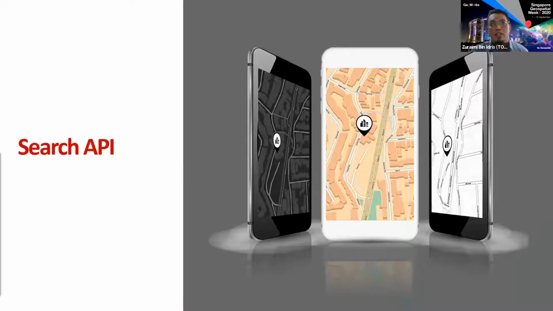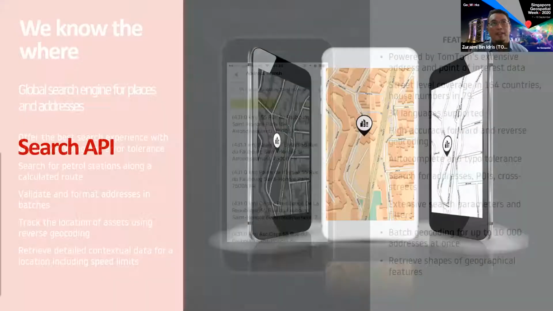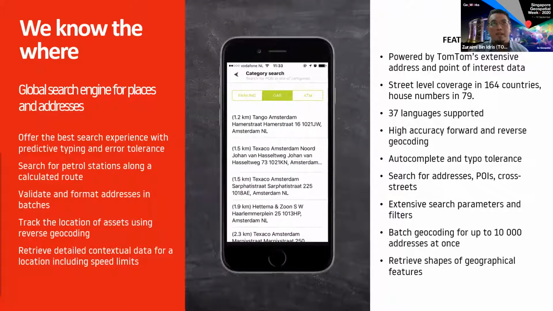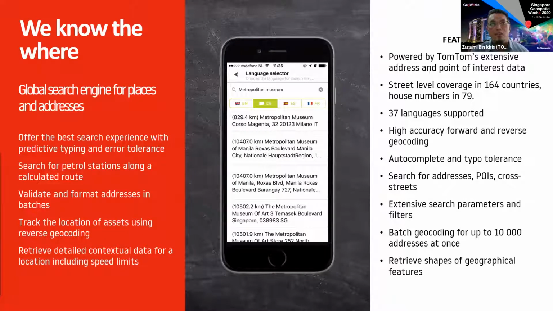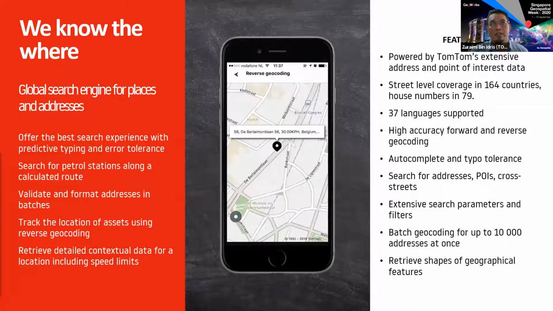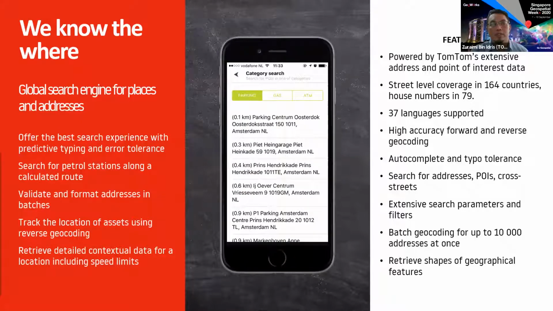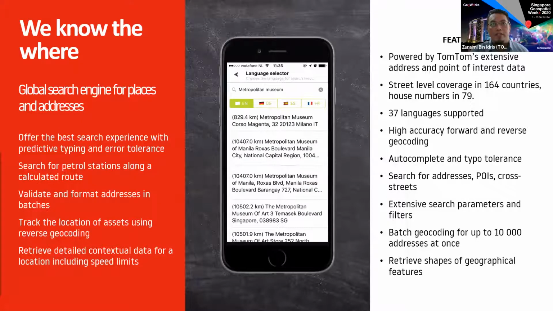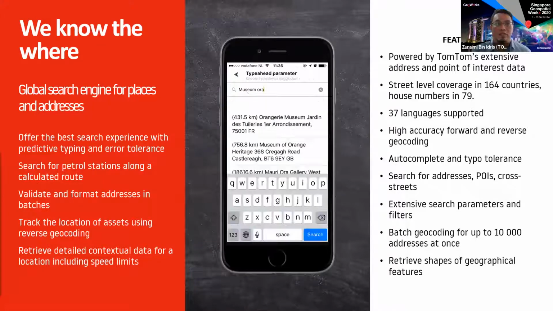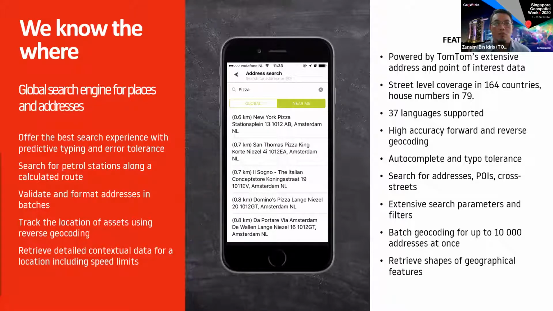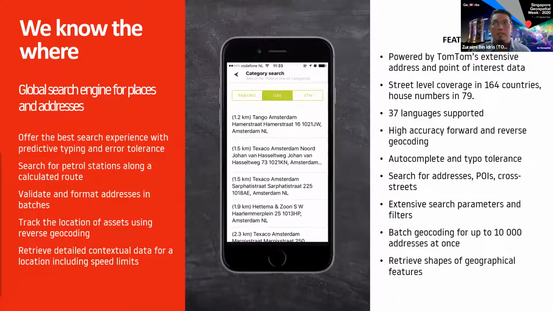Now we're going to the search API. Search API is a global search engine for places and addresses. It offers the best search experience with predictive typing and error tolerance. Search for petrol stations along a calculated route. Validate and format addresses in batches. Track the location of assets using reverse geocoding. Retrieve detailed contextual data for a location, including speed limits.